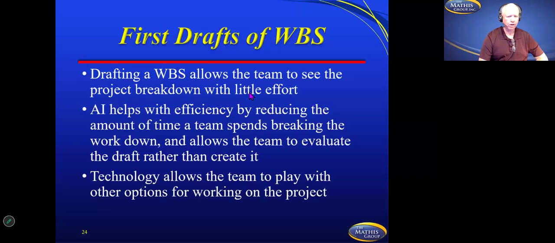So let's assume we've decided we're going to do, even if it's a hybrid, parts of it are going to be traditional. And so first drafts of your WBS. So drafting a WBS allows the team to see the project breakdown with little effort, because it's going to generate something for you to be able to use just, once again, for research. So AI helps with efficiency by reducing the amount of time a team spends breaking the work down, and allows the team to evaluate the draft rather than create it. Technology allows the team to play with other options for working on the project.